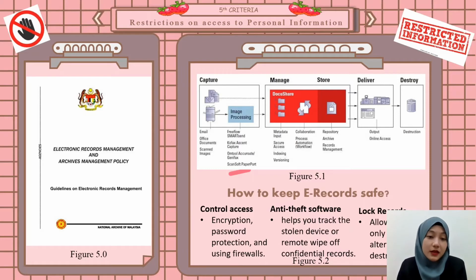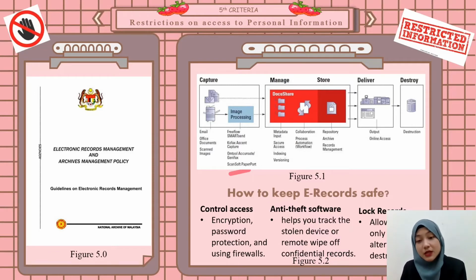Based on the guidelines on electronic record management by the National Archive of Malaysia, an emphasis is put on every organization or government body to keep the personal information of clients, the privacy of employees, the transactions, and the confidential information of the organization safe and secure in the electronic record keeping system.